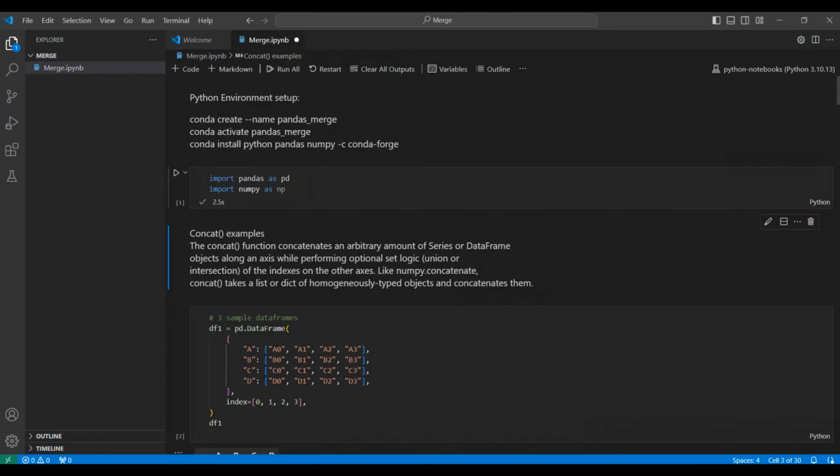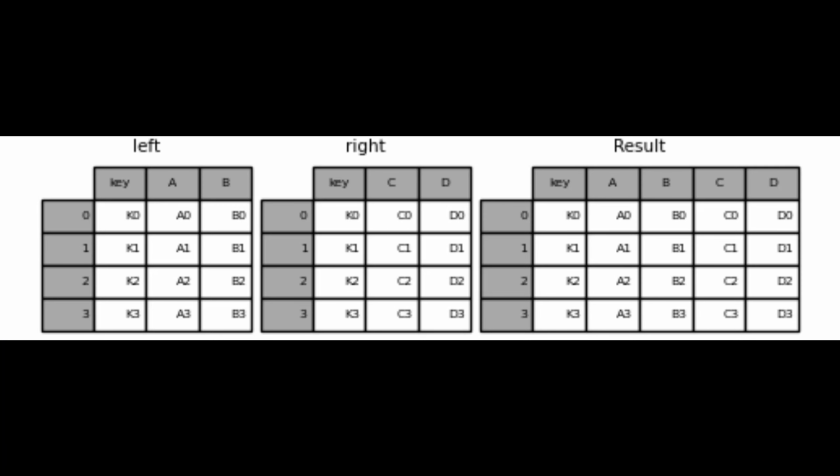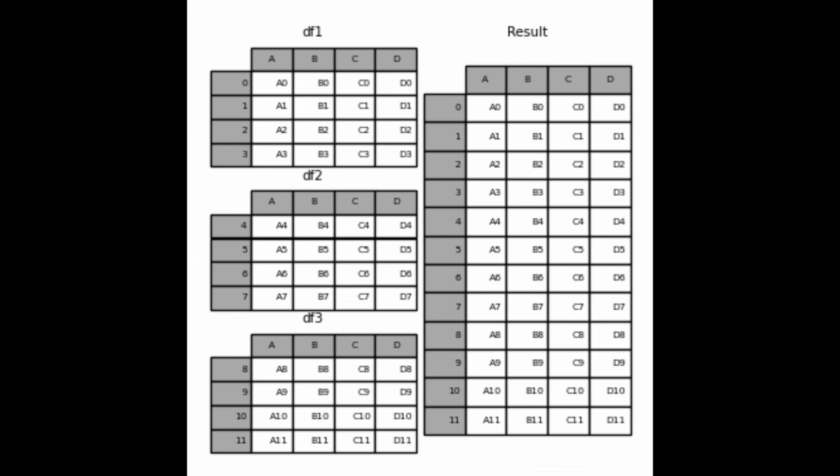We will start with examples for the Concat function. Concat can work along the X or Y, meaning row or column axis. This is how merging horizontally on the column axis, or axis equals 1, looks, similar to an inner, outer, left, or right join. And this is what merging vertically on the row axis, or axis equals 0, looks like. It is similar to a union join in SQL.